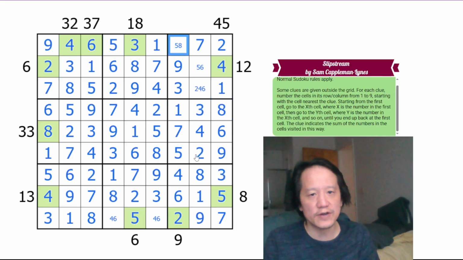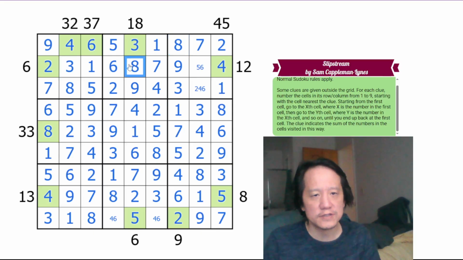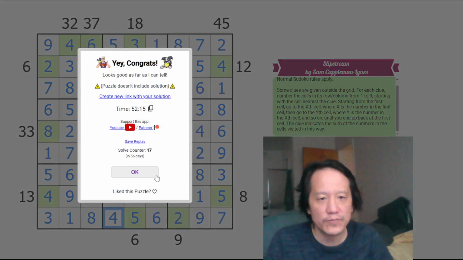This 5 eliminates 5 here, so it's 8. This 6 eliminates 6 here, so it's 5. This can't be 2 or 4, so it's 6. This 4 eliminates 4 here, so it's 6, and that's 4.